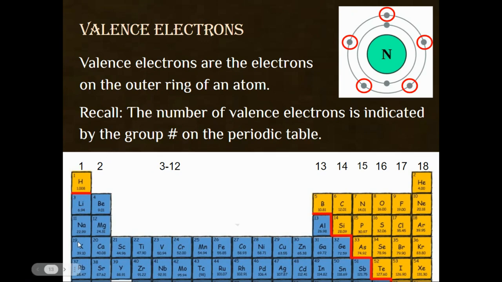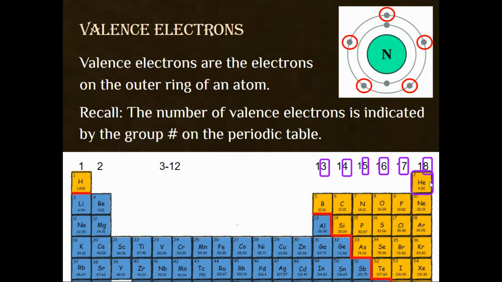So, group 1 has 1, group 2 has 2. We skip transition metals, but once we get to group 13, we can't have more than 8, so we're just going to look at those last digits on the right side of the periodic table. So group 13 would have 3 valence electrons, group 14 will have 4, 15 will have 5. And these valence electrons are going to be the dots we're going to draw around our symbols for our elements.